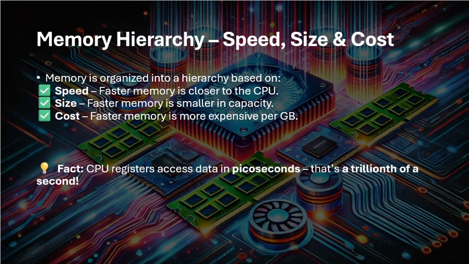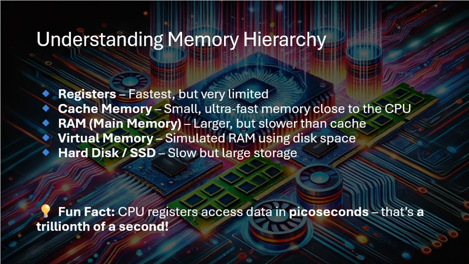Now I'll talk about different types of memory. The different types of memory are registers, cache memory, RAM, which is main memory, virtual memory, and hard disk or SSD. Registers are the fastest, but have very limited space. Then we have cache memory. These are small but ultra fast memory located close to the CPU. Then we have RAM, which is the main memory. These are larger than the cache, but slower than cache.